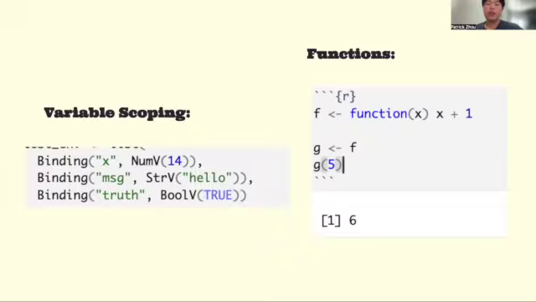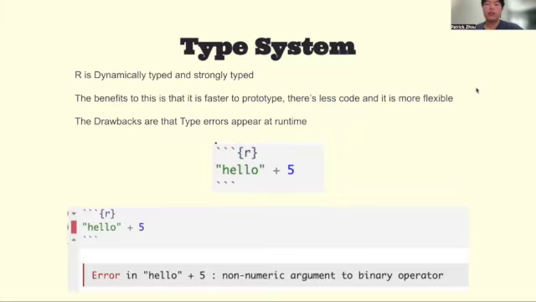Variable scoping and functions. For variable scoping, our interpreter used bindings that map variable names to values. The code on the left shows an example of those bindings inside our environment representation. Functions in R are also first-class values. The example on the right shows that we can assign a function to another variable and call it normally.